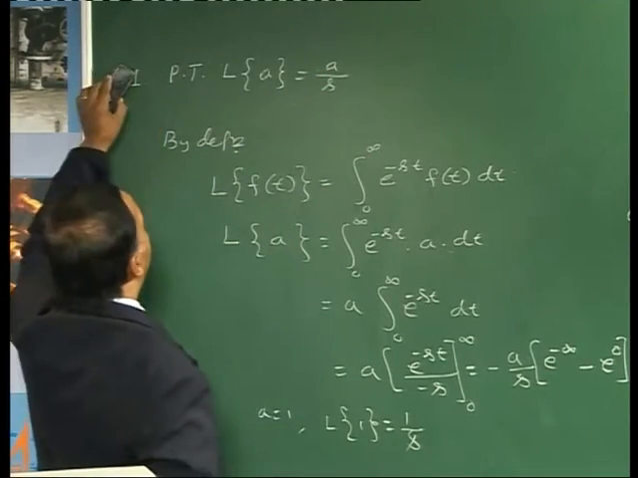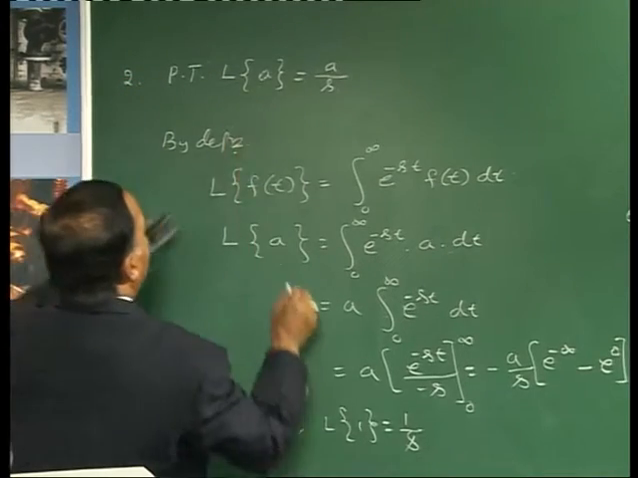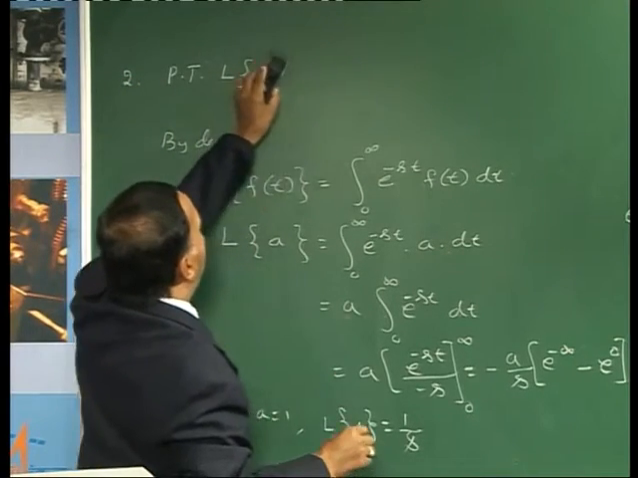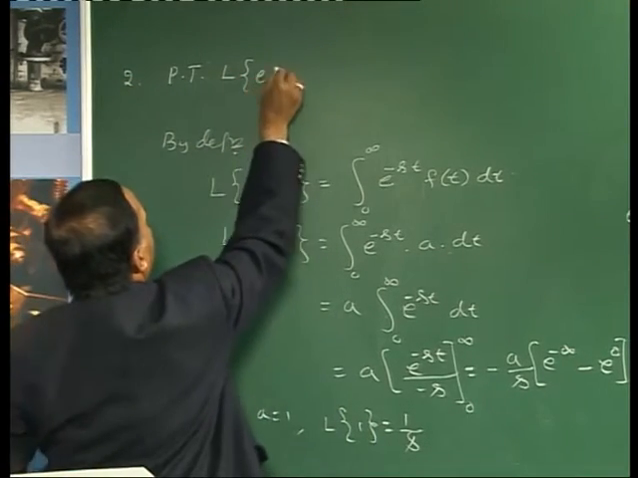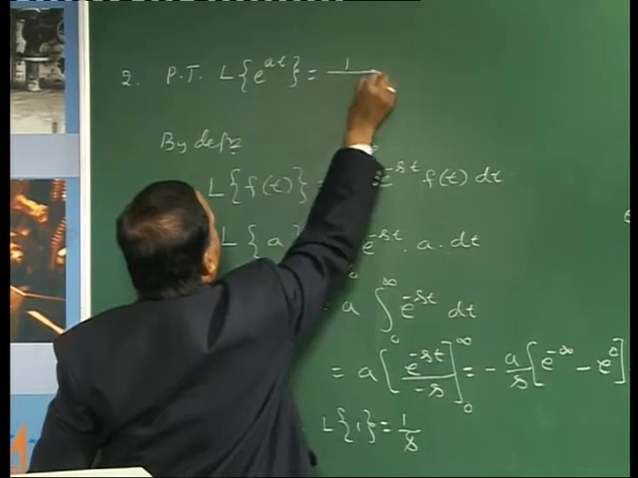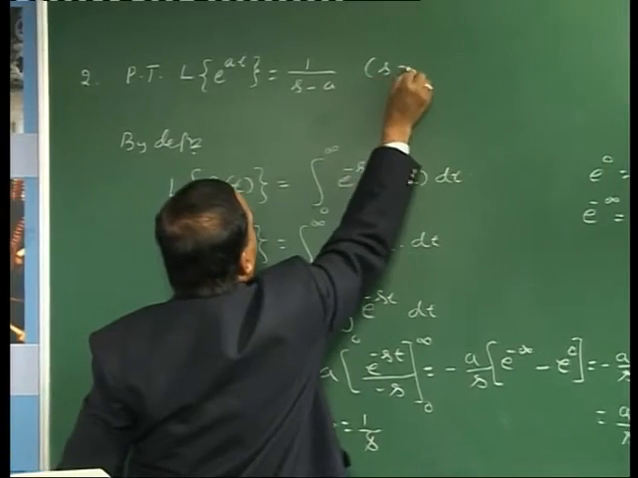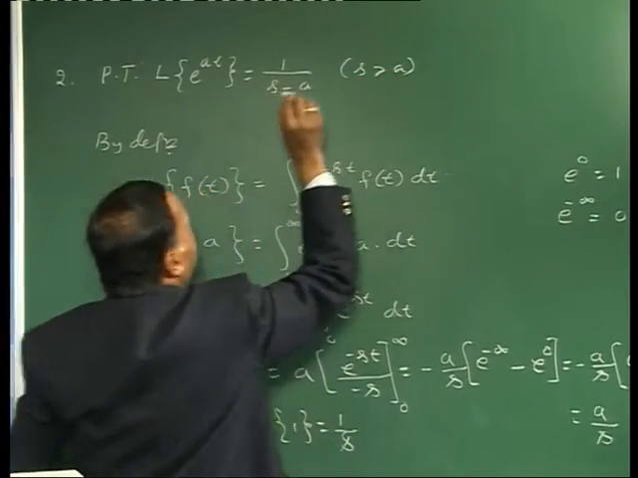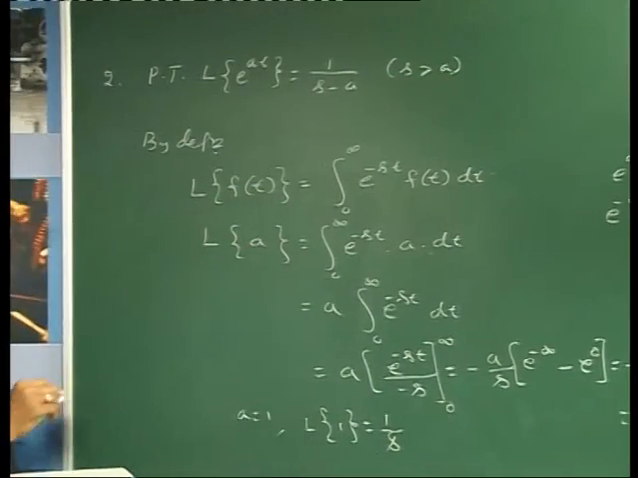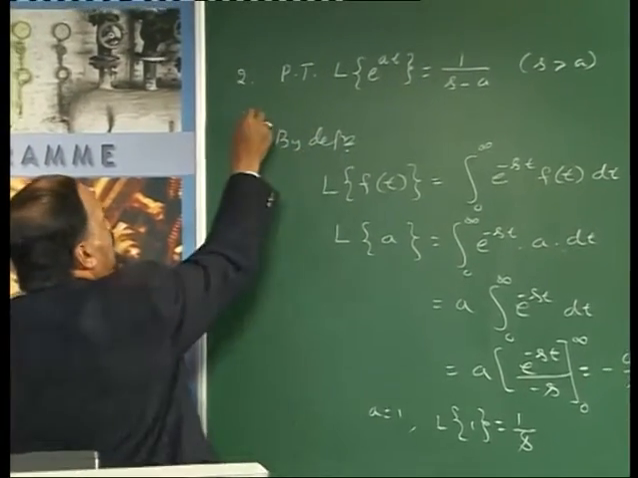Next, number 2, prove that L of e to the power of at is equal to 1 by s minus a, so s greater than a. Same type proof here. Proof.